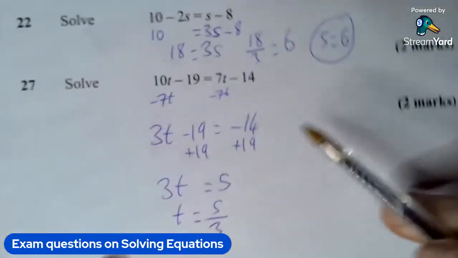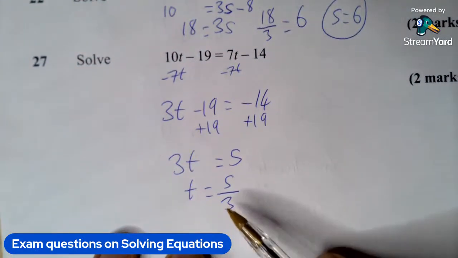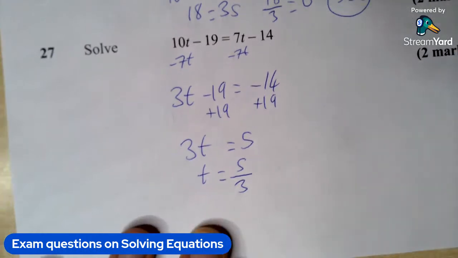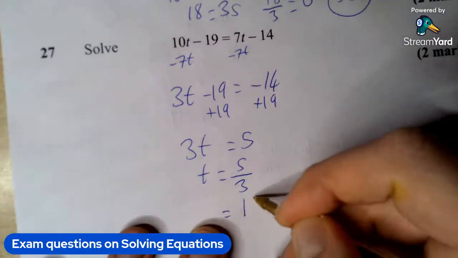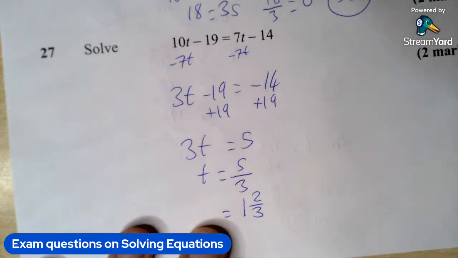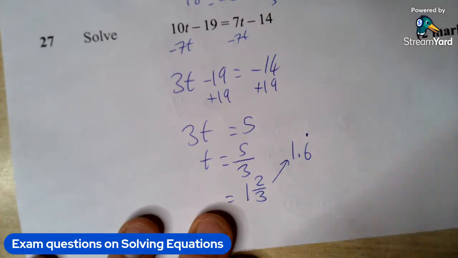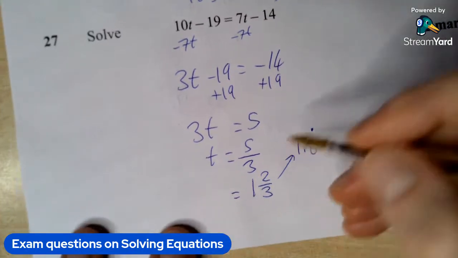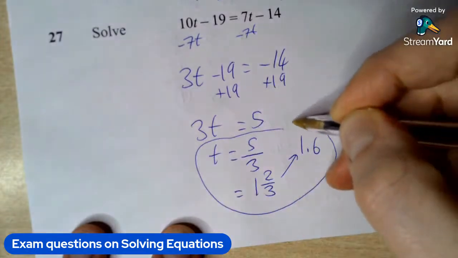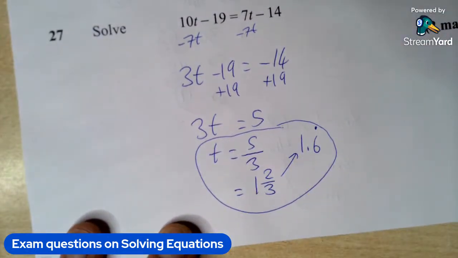And in this instance, that's fine as an answer. I could leave my answer like that. Or if you really want to, I can change it to 1 2/3. Or really want to be cool, I can go 1.6 recurring if you really want to. Those three answers are all okay.